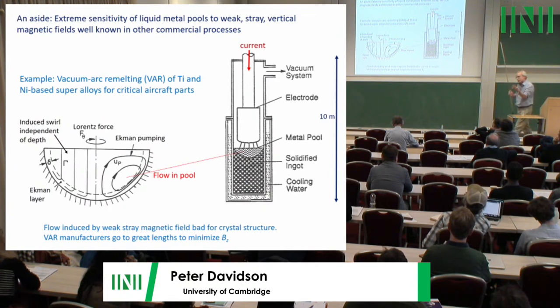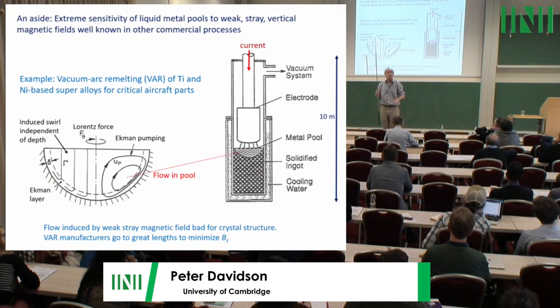And there's many other industrial processes where tiny, tiny BZs produce apparently disproportionately large horizontal motions. Reduction cells is another example.